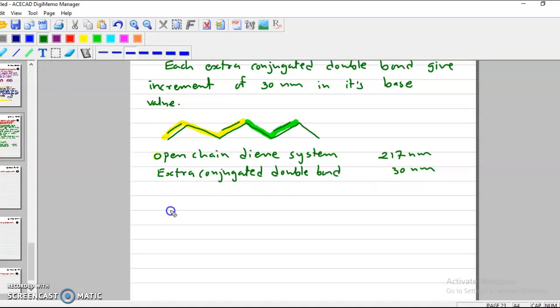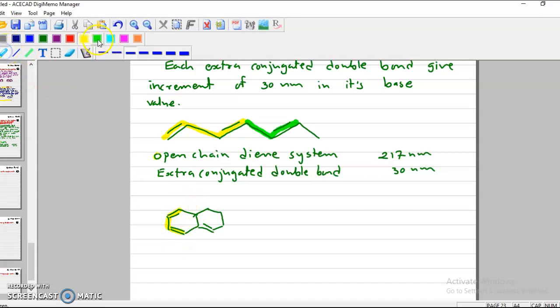I will show you another example like this also. This is your compound here. Now first of all we have to decide the system. And here we have two systems. One is homoannular, and this is heteroannular if you consider these two double bonds. But the base value of homoannular is more than heteroannular. So here first choice is homoannular diene system.